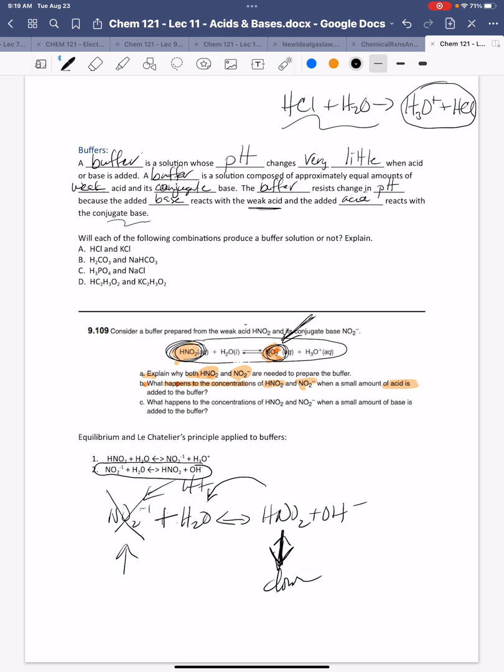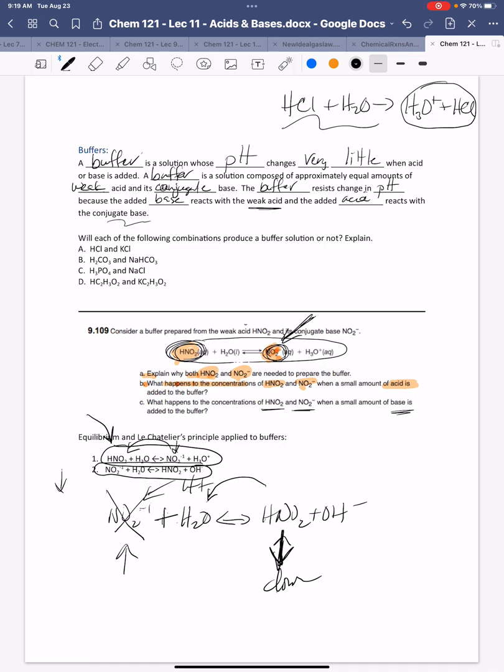And then what happens to the concentrations of the NO3 and the NO3 when the base is added to the buffer? So basically here is what we're looking at. If we add base, that's going to decrease the concentration of the HNO3, and again, the equilibrium is going to shift. So that one's going to go up and this one's going to go down.